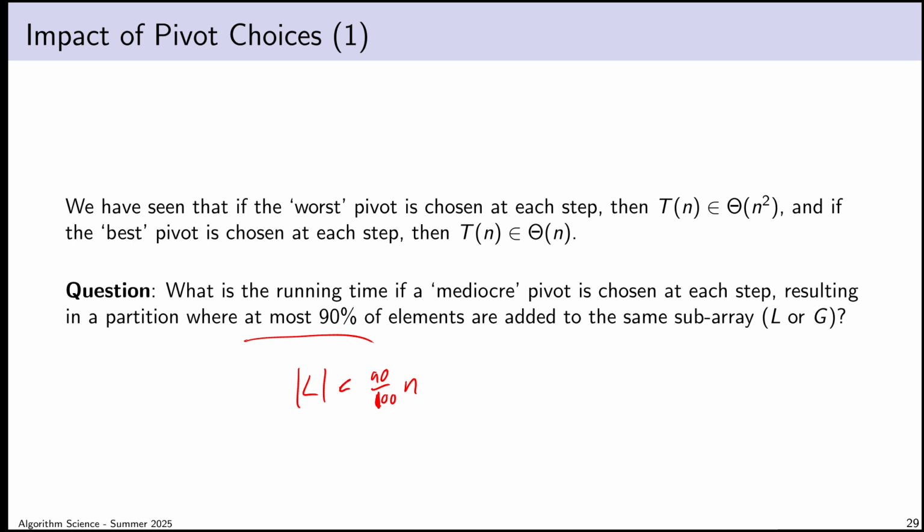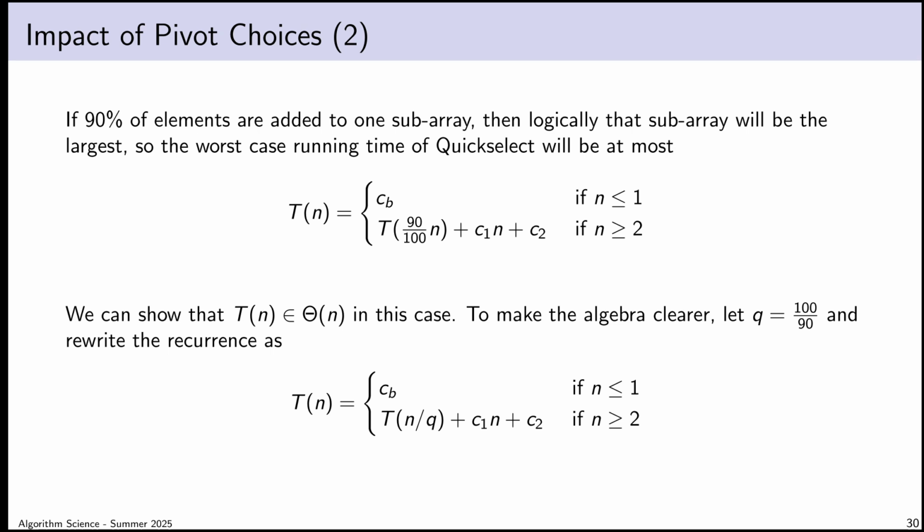Which means what I'm saying there is that the size of both of them is always guaranteed to be at most this. Not at the same time, obviously, but in the worst case, the largest one will always be less than or equal to 90 over 100 times n in size. I want to analyze this. I want to see what happens if I choose a mediocre pivot.